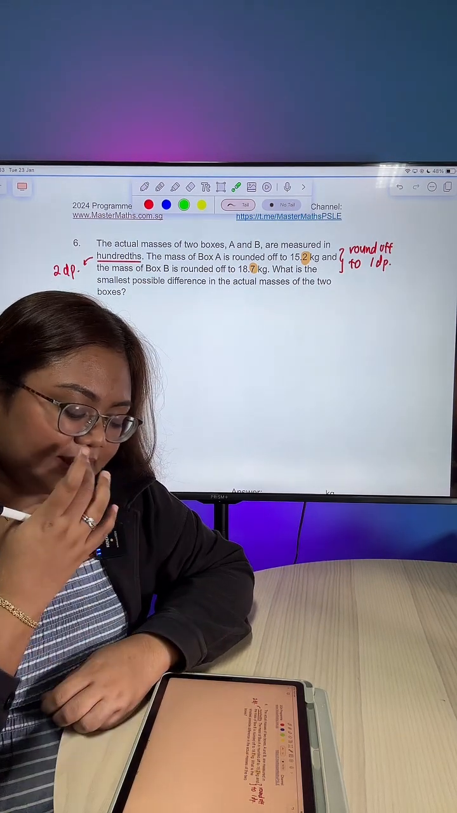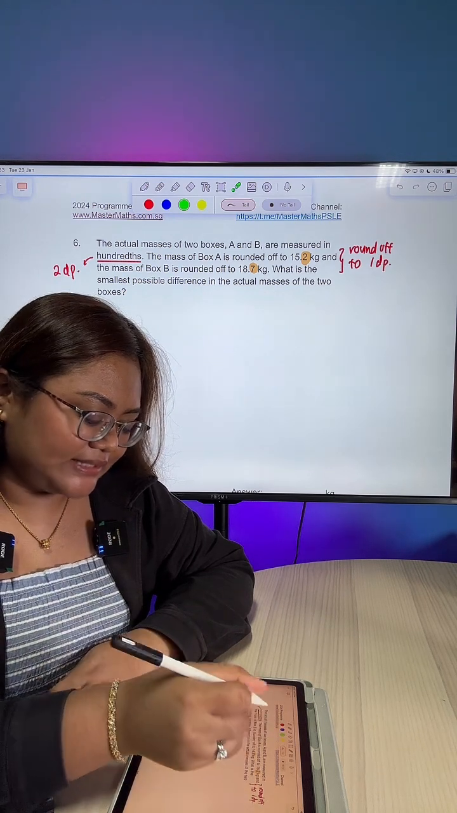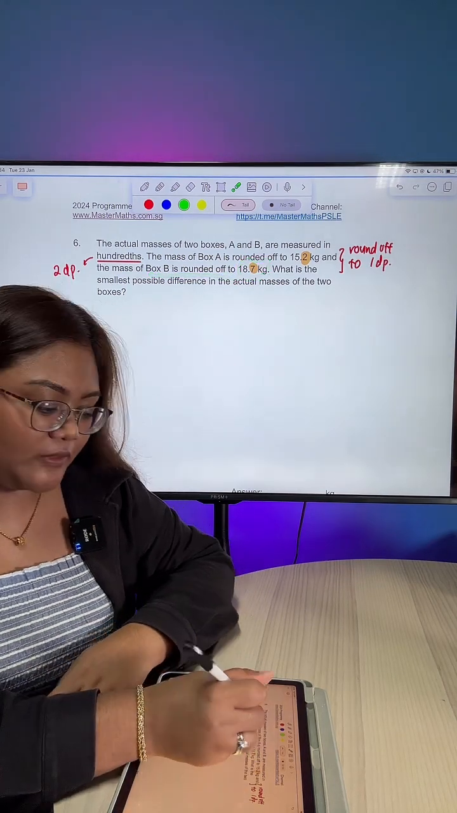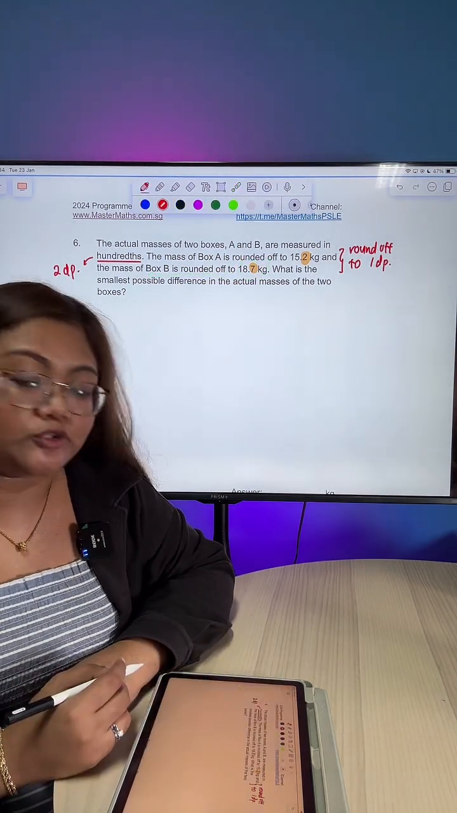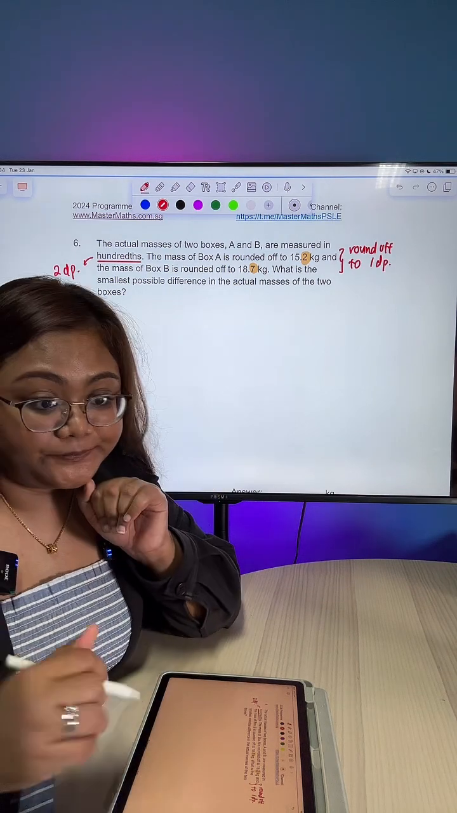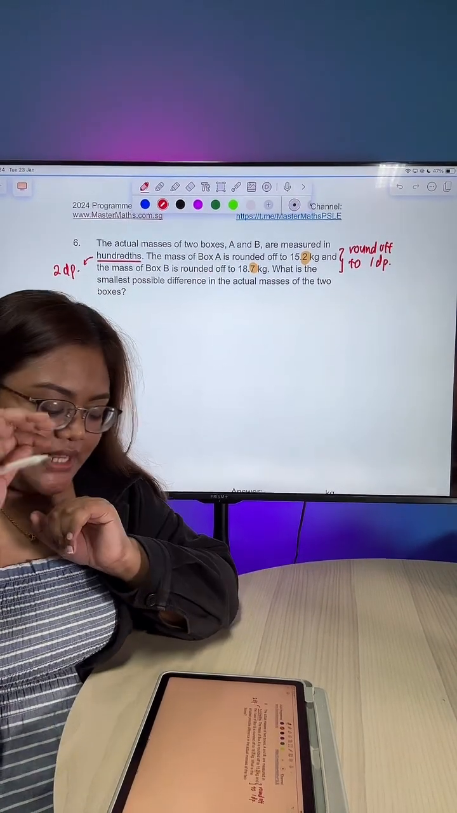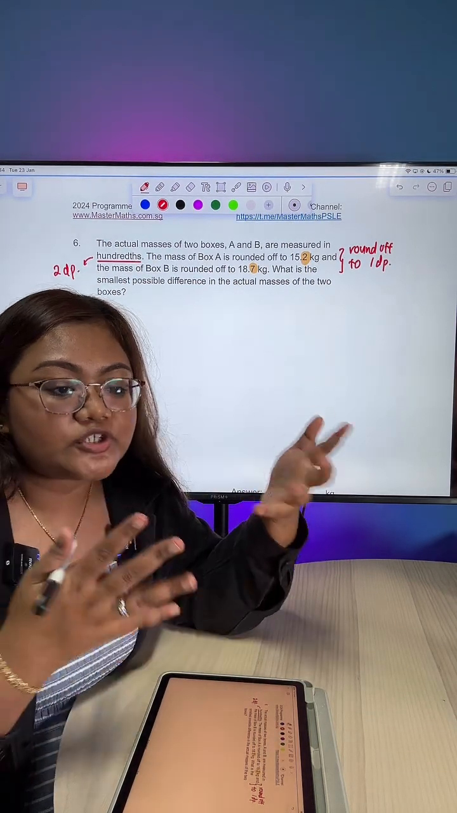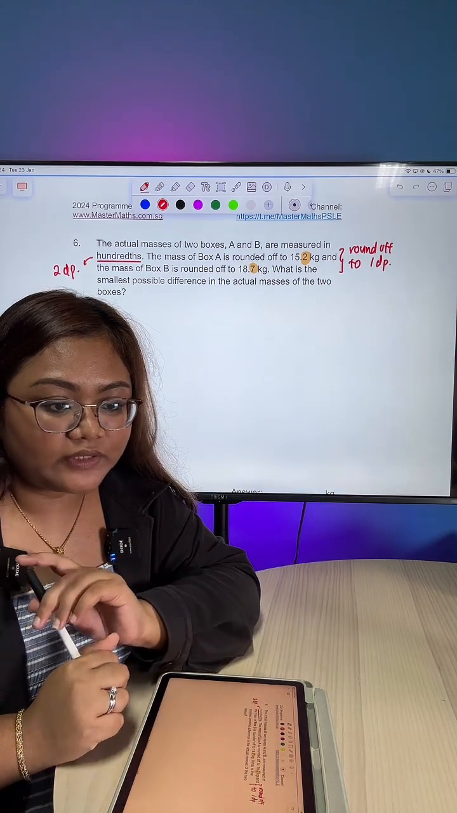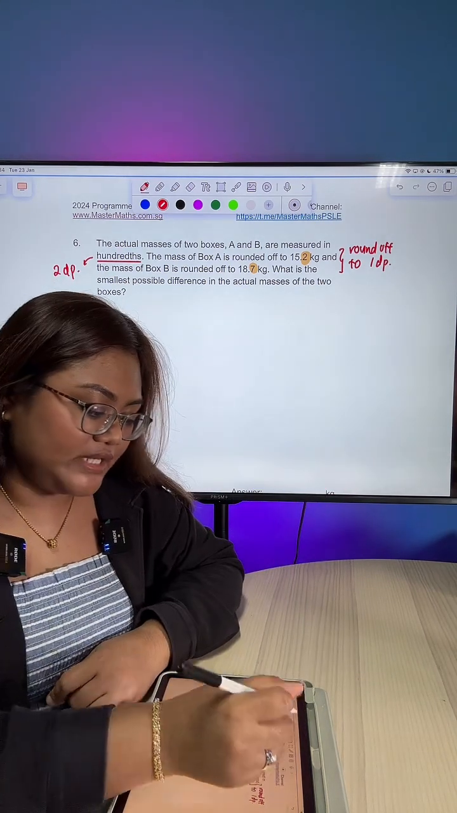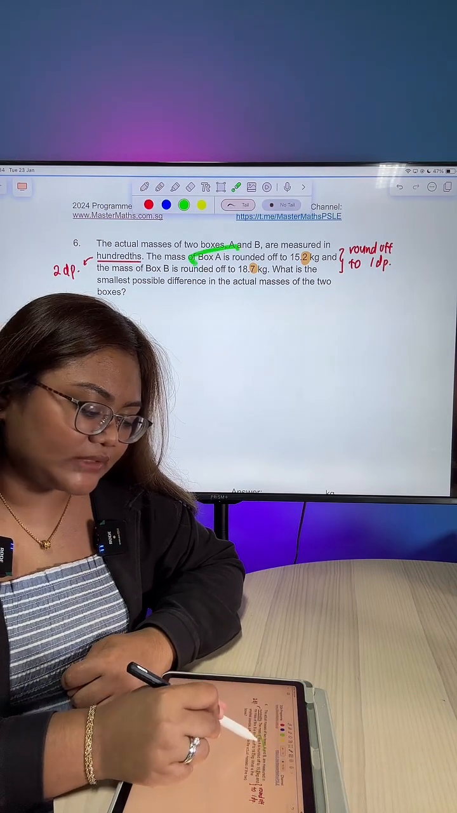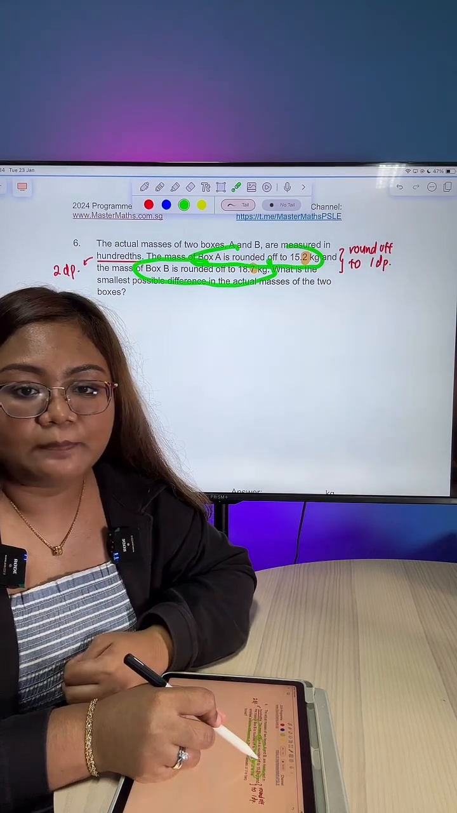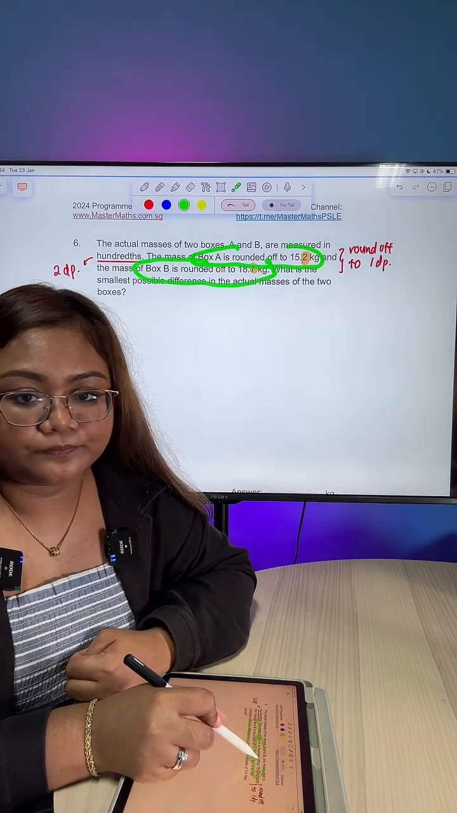Now, let's talk about the next line here. They tell us that B, after rounding off, we get 18.7 kg, and then we want to find the smallest possible difference in the actual masses of the 2 boxes. Okay? Guys, this is very important. Now, if I want the smallest possible difference, I need to know first and foremost, which one is bigger? Okay, which one is bigger or heavier in this sense? Can you all quickly tell me, is box A or box B heavier? Straight away, by eye power can tell. Box A or box B is heavier?